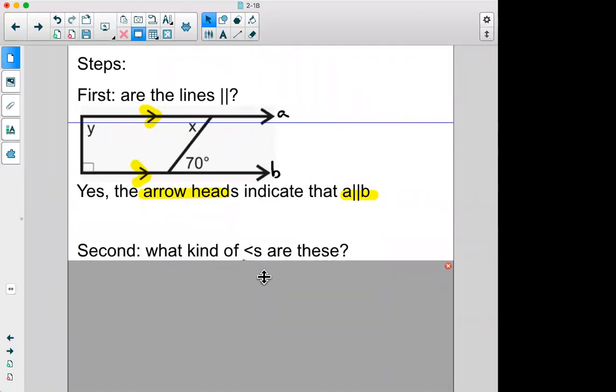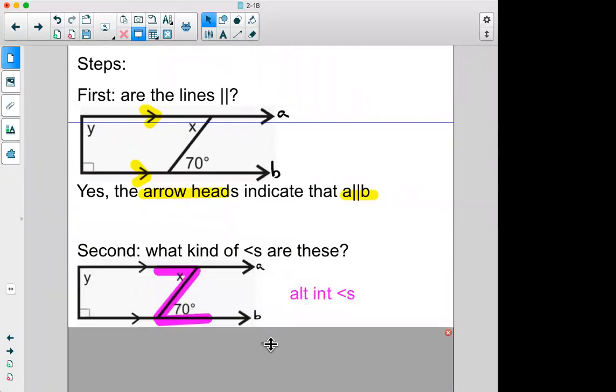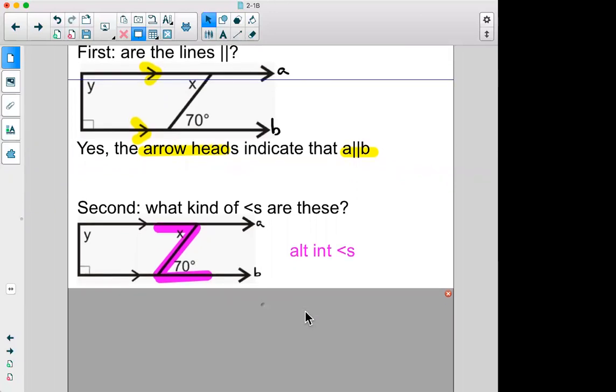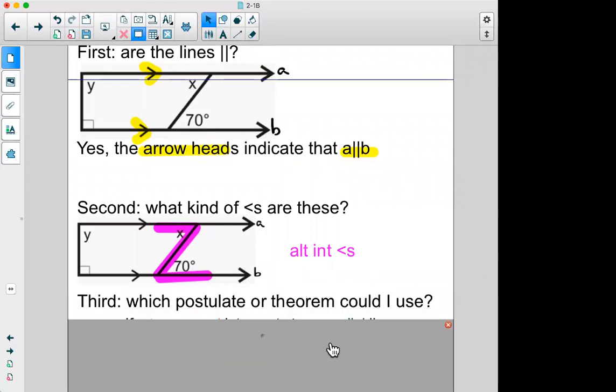Then we ask, what kind of angles include X? Well, we can make a Z here, and so we see that X and this angle that measures 70 are alternate interior angles. So if we have parallel lines and alternate interior angles, what theorem can we use?